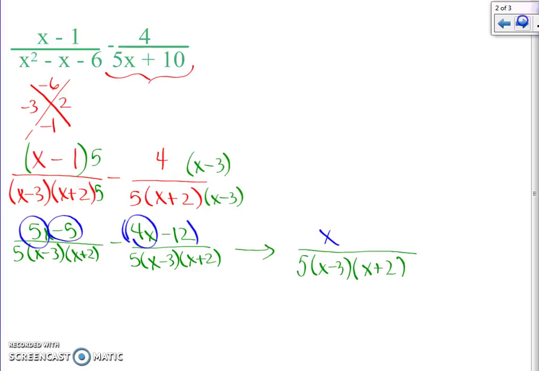And then we have negative 5 minus negative 12. So what's that? Negative 5 minus negative 12 would be 7. Okay, so you have to make sure that you subtract everything in that second fraction if there's a minus sign in the middle. Questions there? That's going to be your answer.